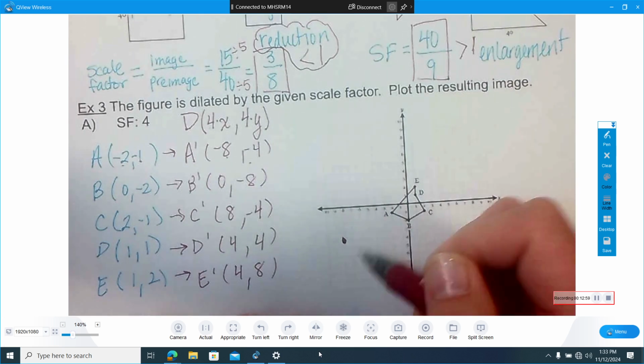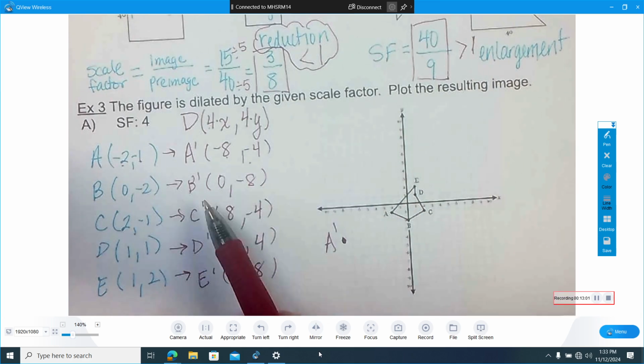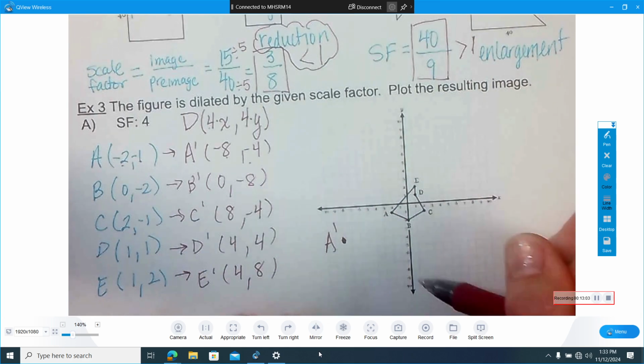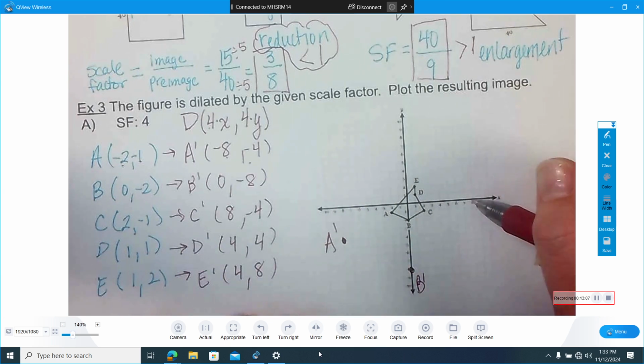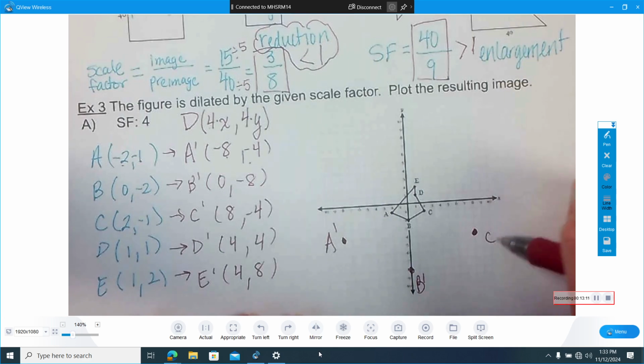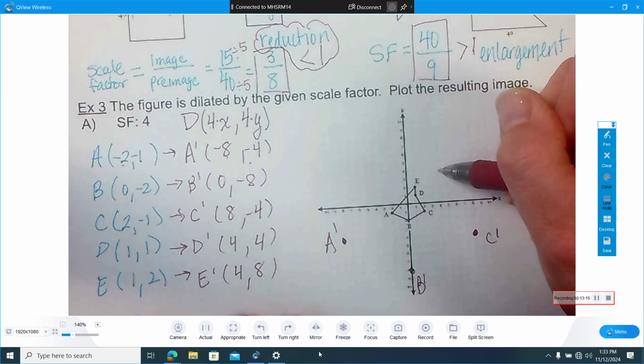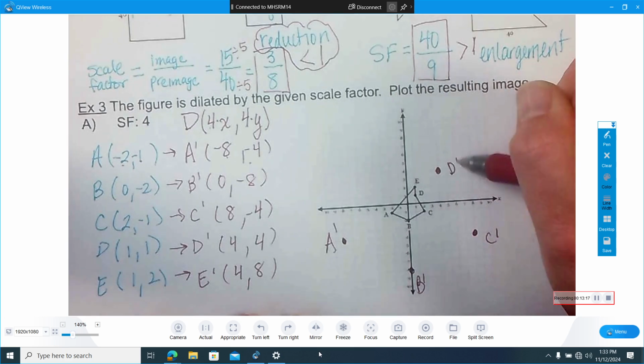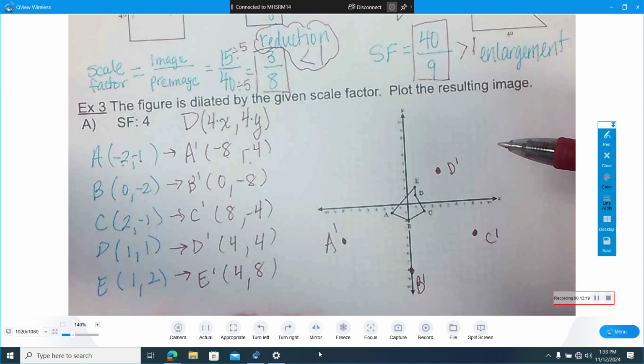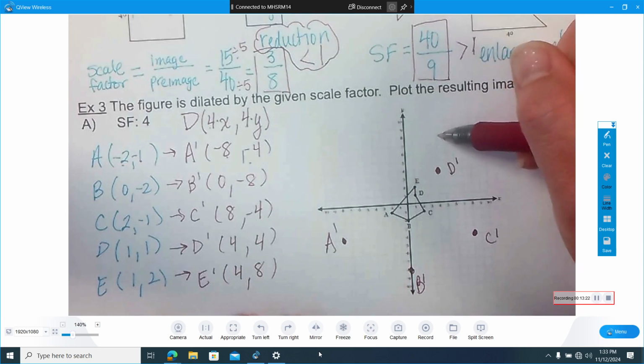All right. A prime, B prime, 0, -8. C prime, 8, -4. D prime is 4, 4. And E prime is 4, 8.